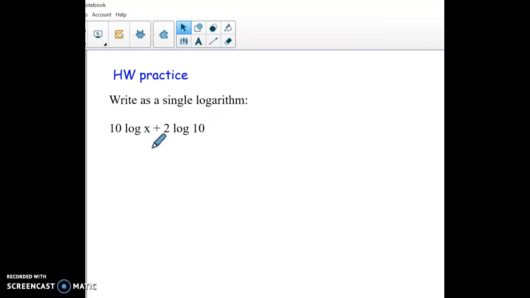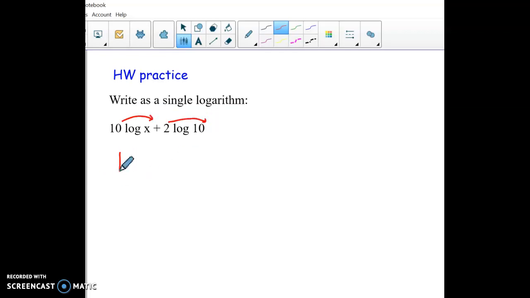Okay, another one for you to try. This one has numbers in front, so you got to figure out what to do with those first. Pause the video and give it a shot. Okay, so what's going to happen here is these are going to move up, right? So if they're times in front, they become exponents. So we have a log of x to the 10th plus log of 10 squared. Okay, and then log of 10 squared is just 100.